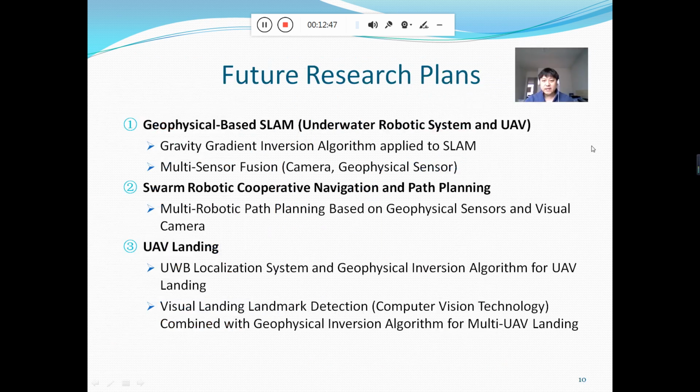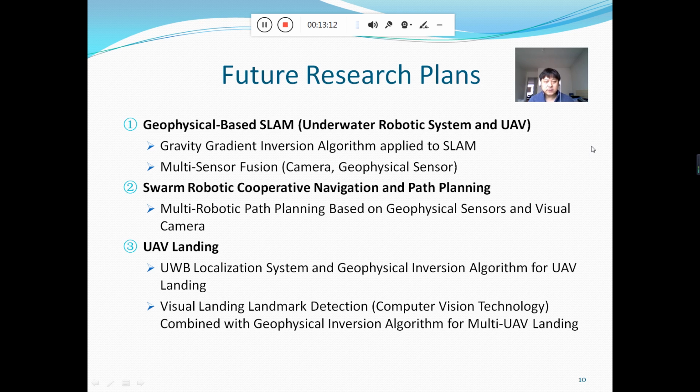In the future, I hope to do the following research. One is geophysical based SLAM, and actually I'm trying to use the gravity gradient inversion method to rely on the vertical SLAM or other kinds of SLAM. And secondly, I'm trying to do further research on multi-sensor fusion.